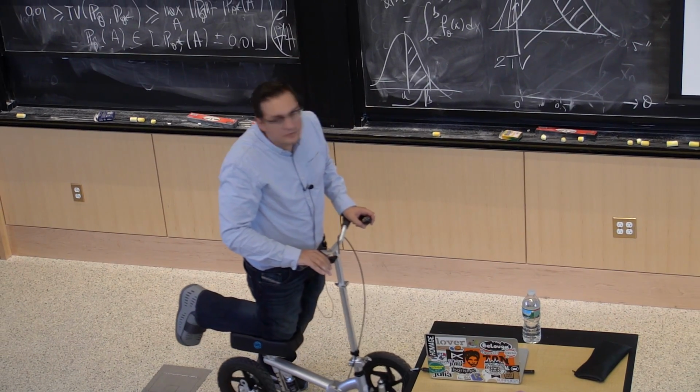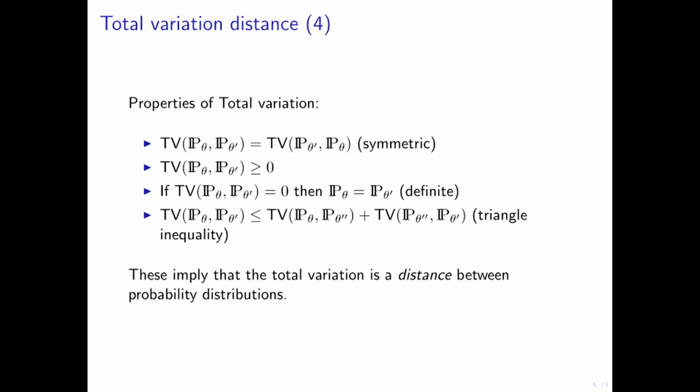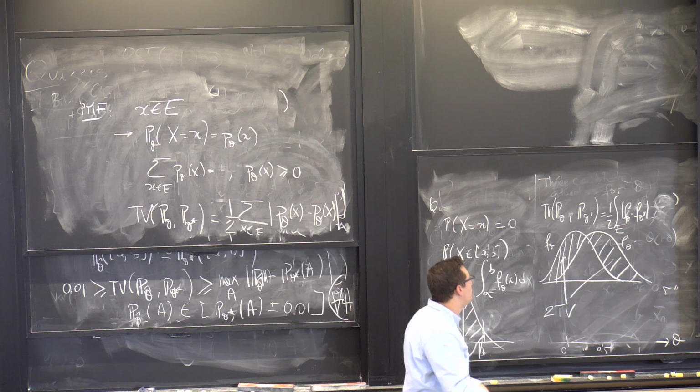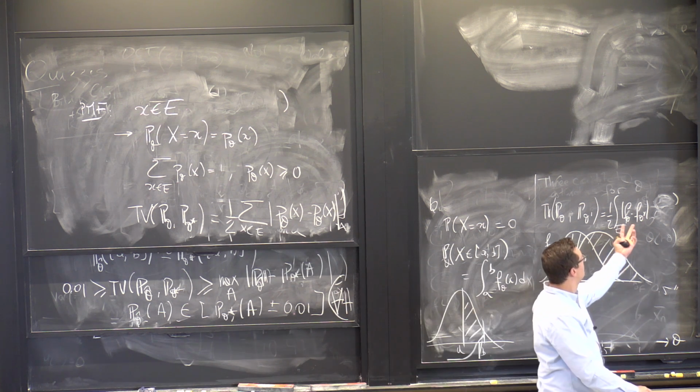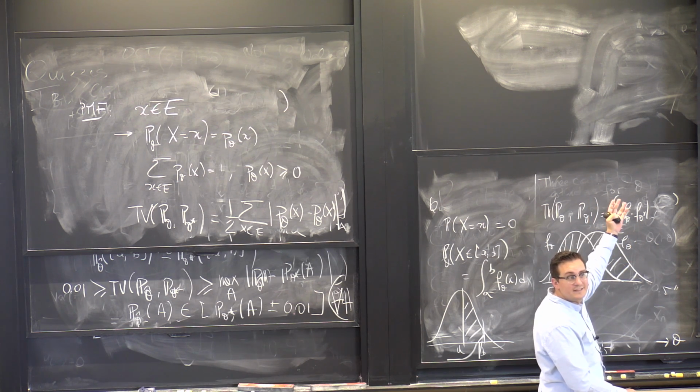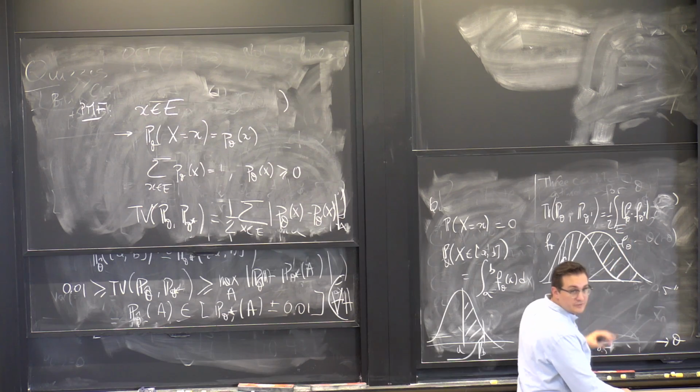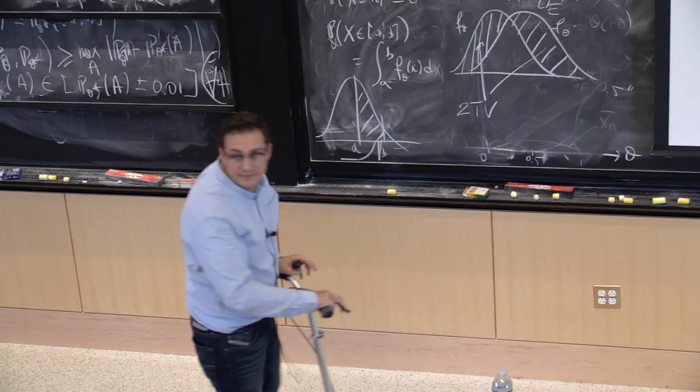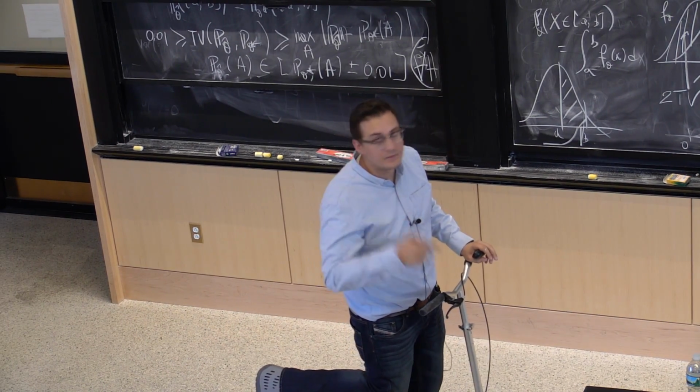And so we have a couple of properties that come into this. The first one is that it's symmetric. TV of p theta and p theta prime is the same as the TV between p theta prime and p theta. Well, that's pretty obvious from this definition, right? I just flip those two, I get the same number. It's actually also true if I take the maximum. Right? Those things are completely symmetric in theta and theta prime. I can just flip them.